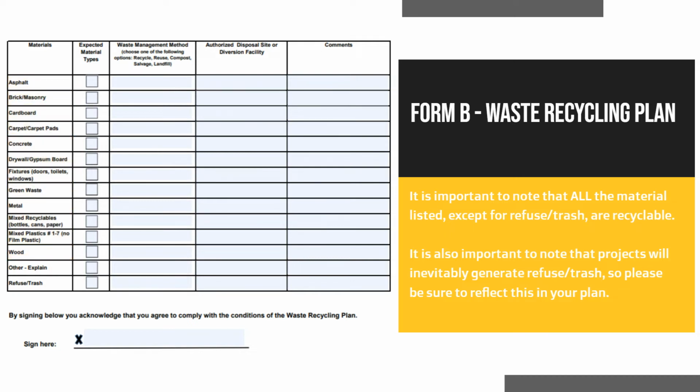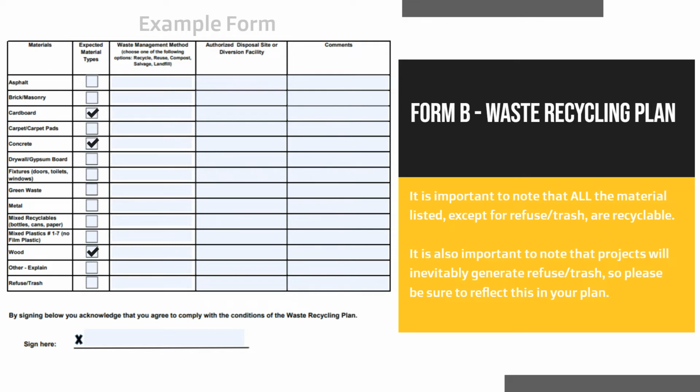this in your plan. When completing this section, please check the box next to the material that you expect will be generated from the project and list the waste management method for each material. Let us use John's project as an example. His project will generate cardboard, concrete, and wood.